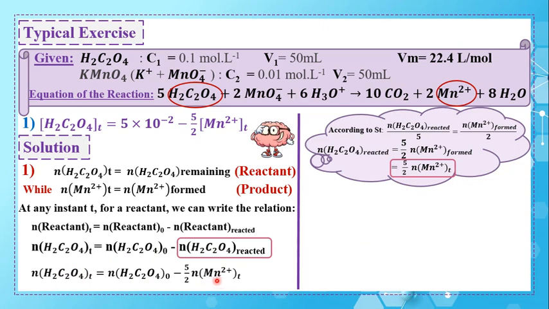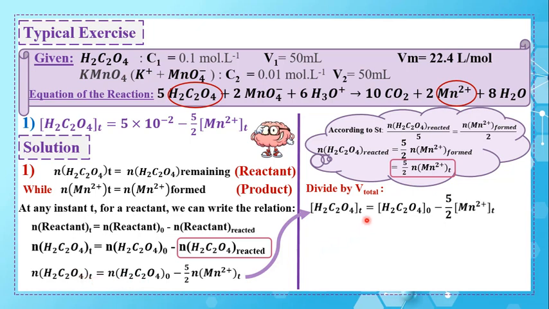Now this relation is very close to this one. I have to change the number of mole by concentration. This would happen when I divide by V total. So the number of mole divided by V total will allow me to pass to the concentration, and I will get the concentration of H2C2O4 at instant t equal to the initial concentration of H2C2O4 minus 5 over 2 the concentration of Mn2+ at instant t.